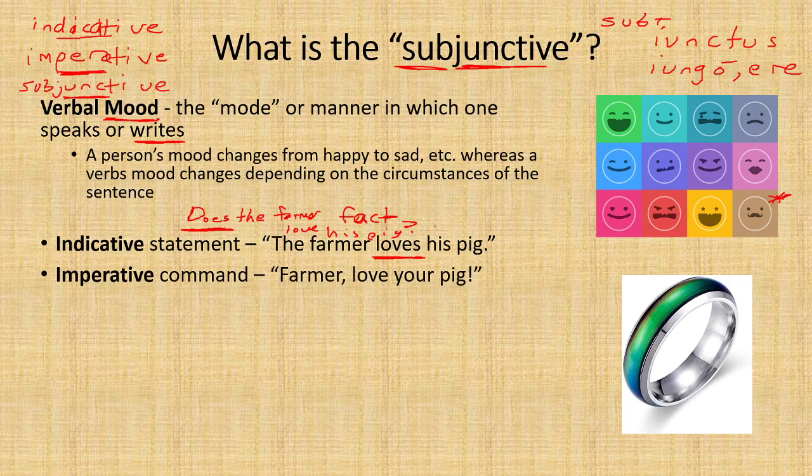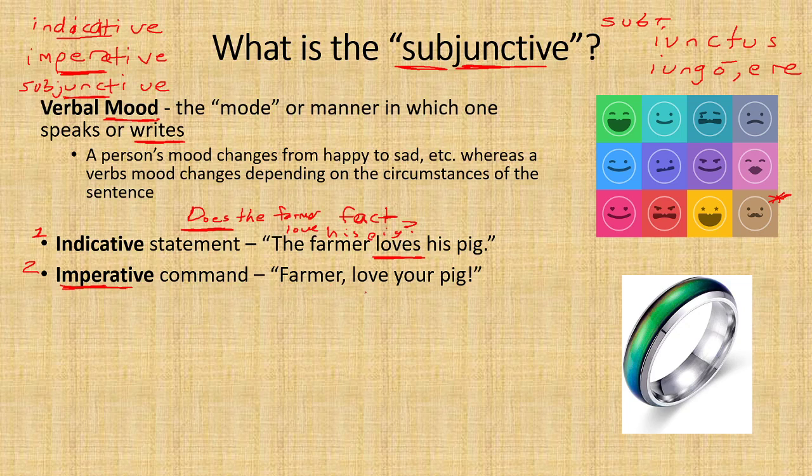But we also have a second mood in Latin that we've seen so far, and that is the imperative. So I'll just number these, 1, 2. Our imperative is from the verb impero, which means to give a command or to give an order. That's exactly how it functions as well.